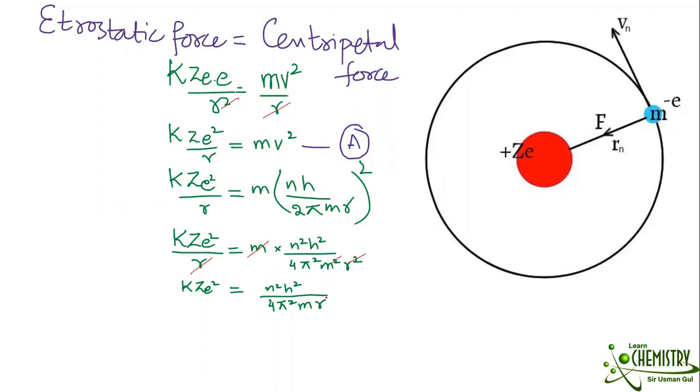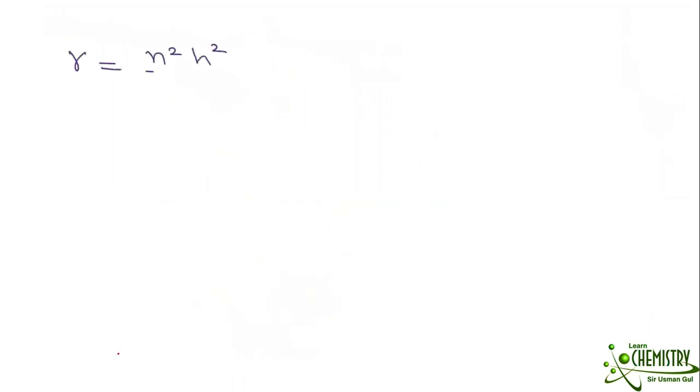If I move this r to the left-hand side and this whole value to the right-hand side in place of r, we get our formula. This is the formula: r equals n square h square upon 4 pi square m k Z e square. Moving forward, if we put all the values here, we have some values.